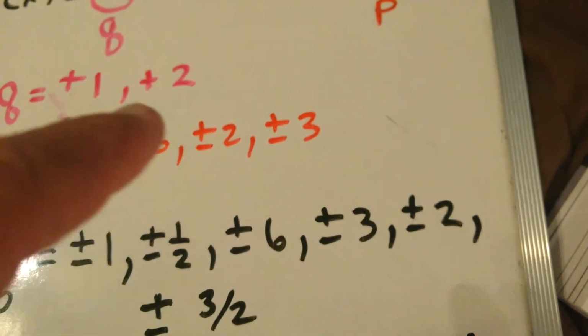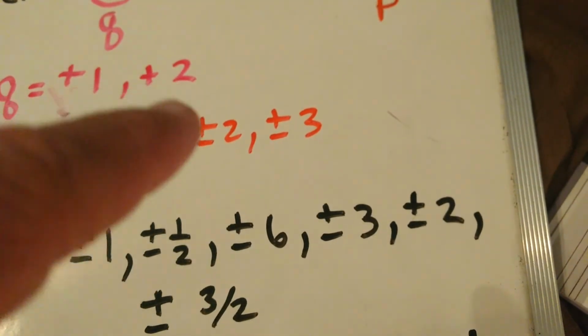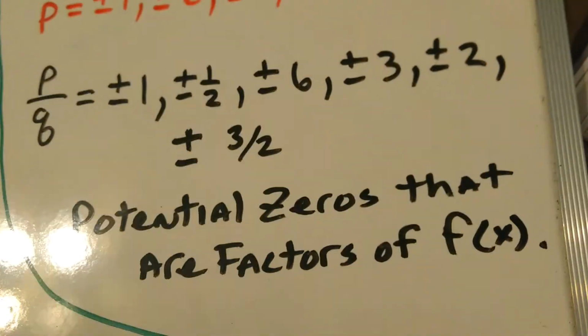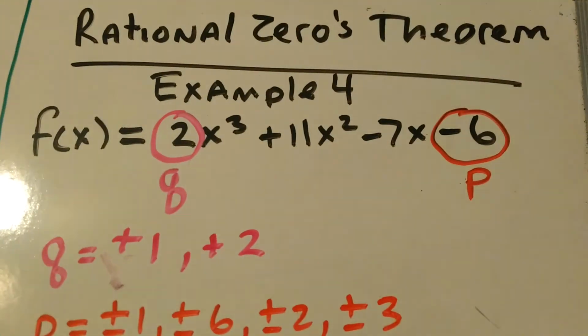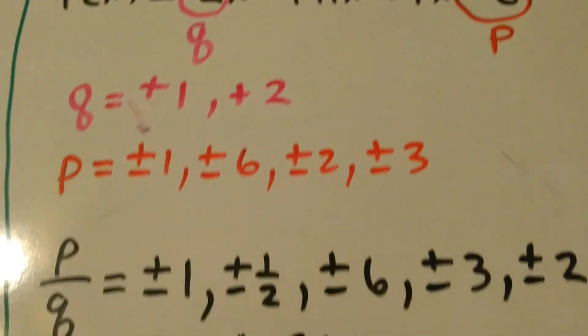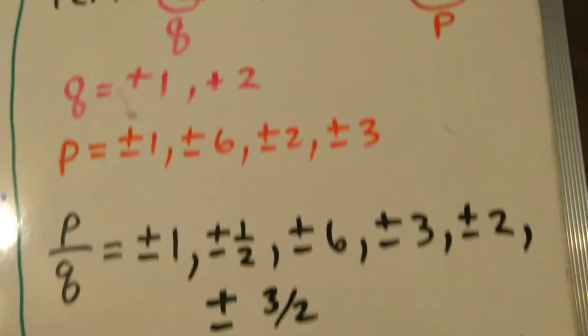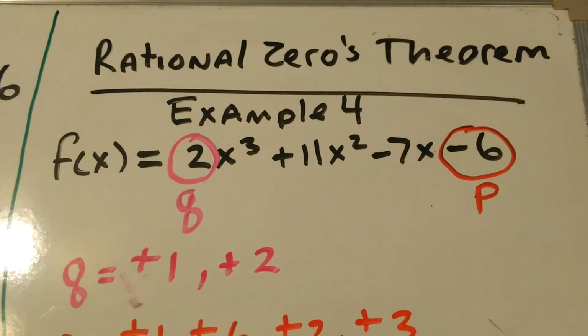Plus or minus 3 over 1 gives me this. Don't have to repeat it. Plus or minus 3 over 2 gives me plus or minus 3 halves. So these are the potential zeros that are factors of this f of x. It's just potential. And then we have to go through a process where we use these to actually factor this polynomial out, which is what is part 2 of section 6.